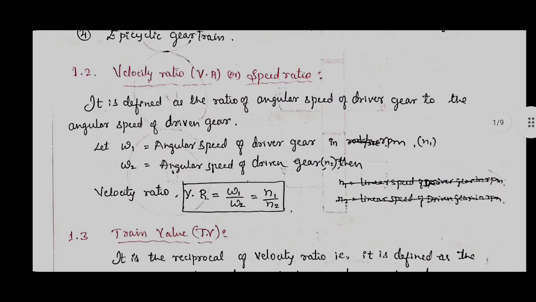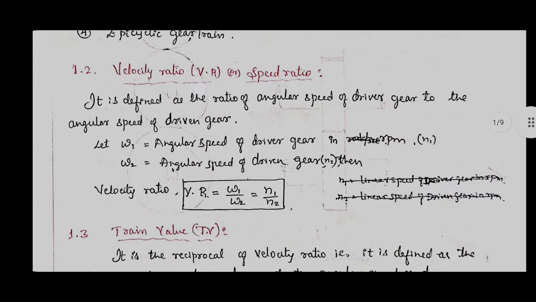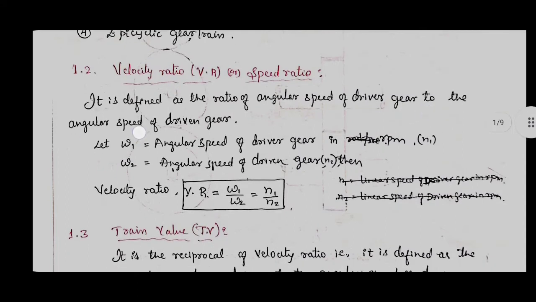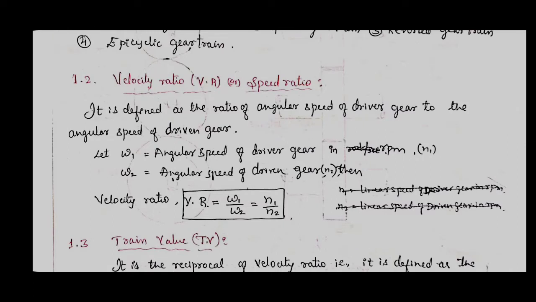Then we'll move on to the velocity ratio. Velocity ratio is the ratio between the two gears. It is defined as the ratio of the angular speed of the driver gear to the angular speed of the driven gear. If you have two gears, one is the power transmitting gear and one is the power receiving gear. That is why one is the driver gear and the other is the driven gear.